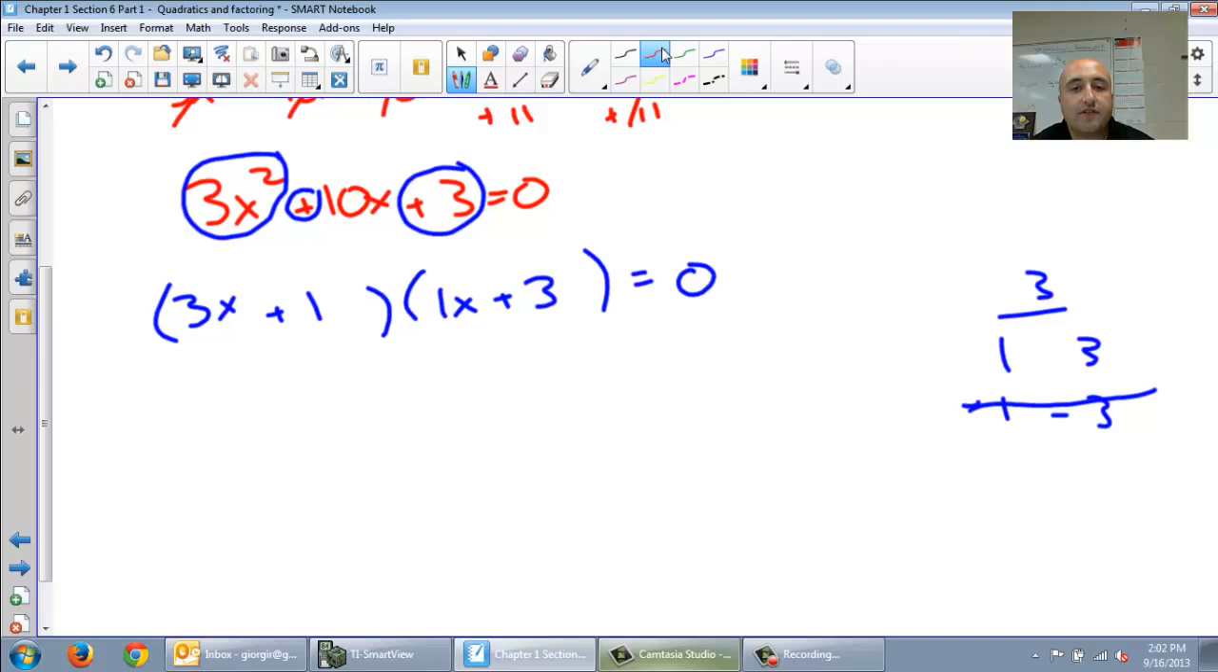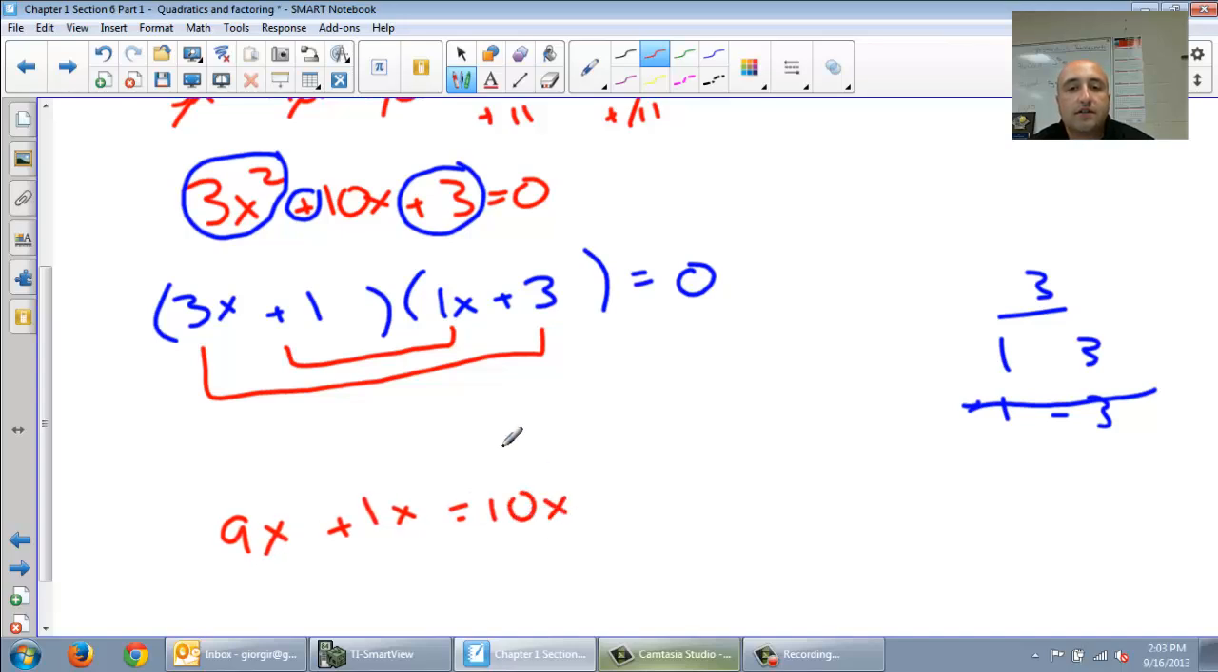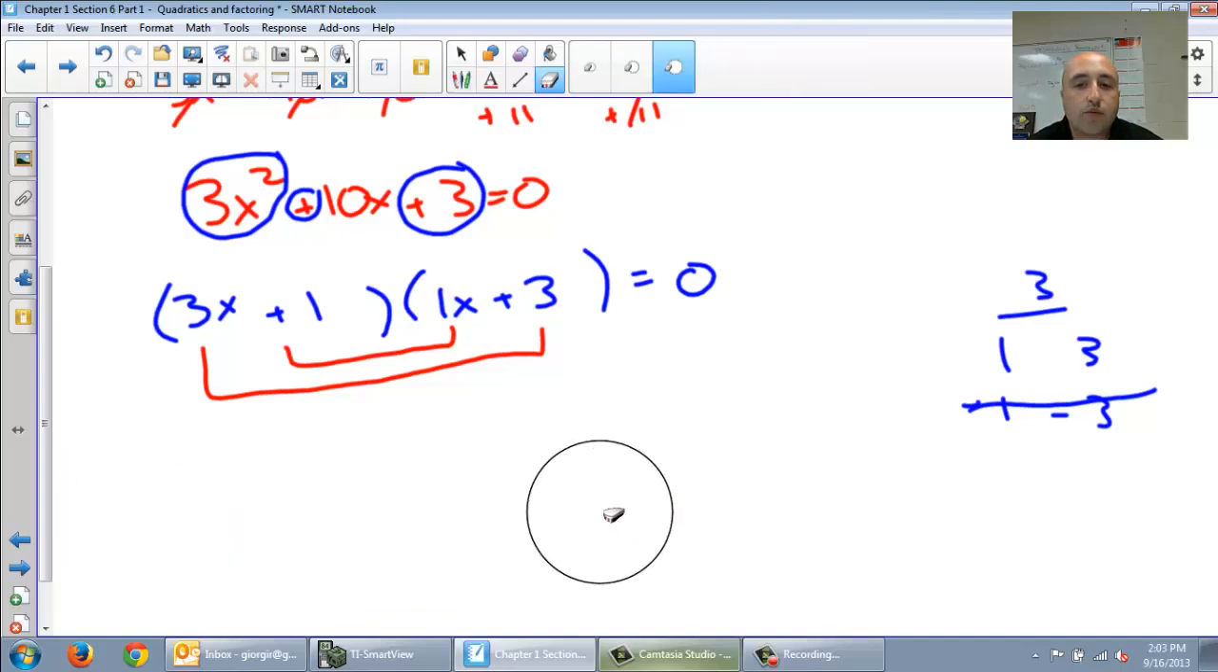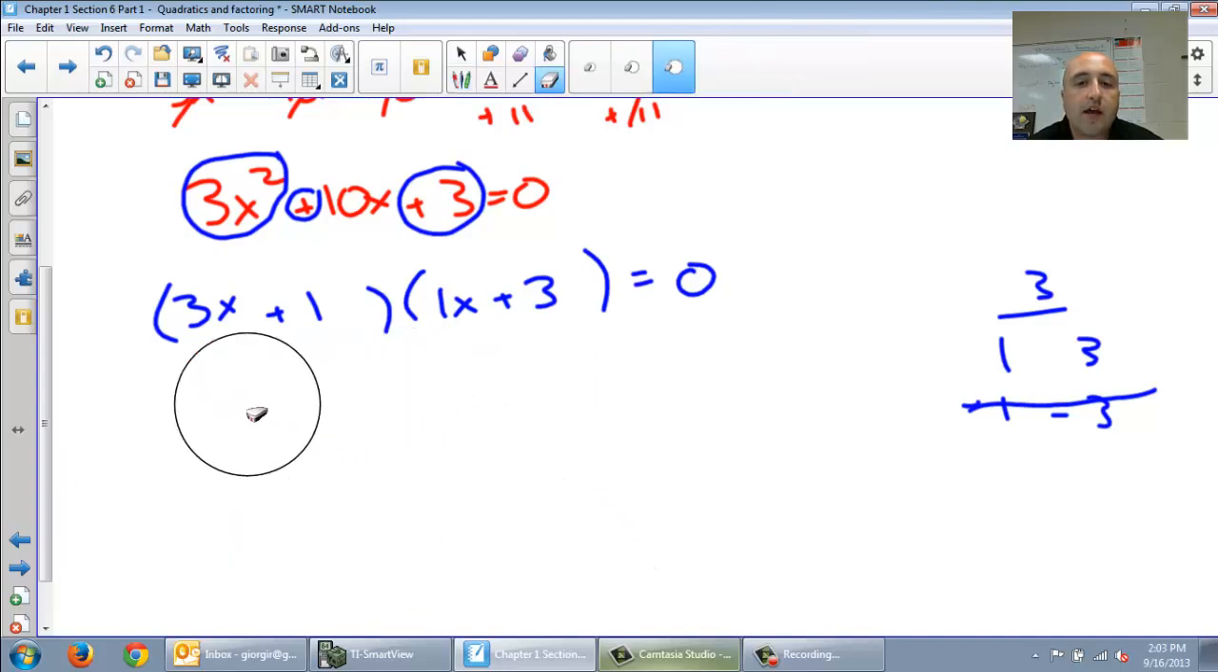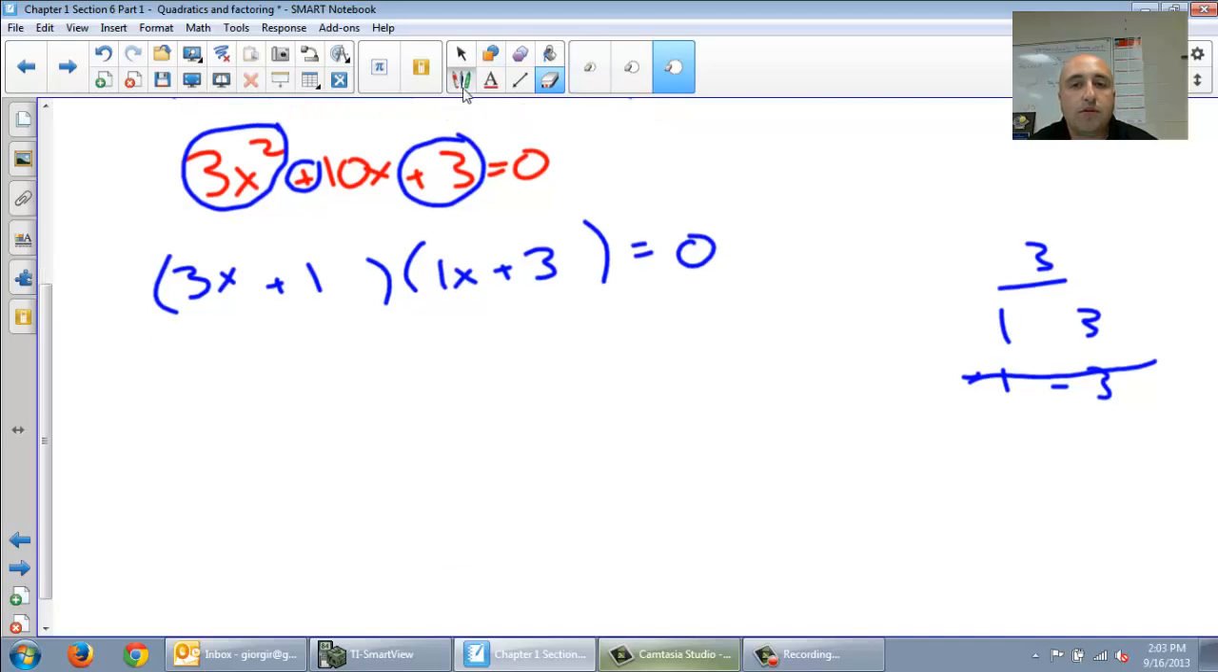I have no idea if that's going to work, so I have to check the outside 2 and the inside 2. 3 times 3 is 9x. 1 times 1x is 1x. 9x plus 1x equals 10x. Is that what we want? Hey, we got lucky on the first try. If it did not work, you would take the 3 and the 1 and you'd flip-flop them, and hopefully then that would work. Okay, so once we have the correct answer, we're going to get rid of everything, and we are going to solve the problem.